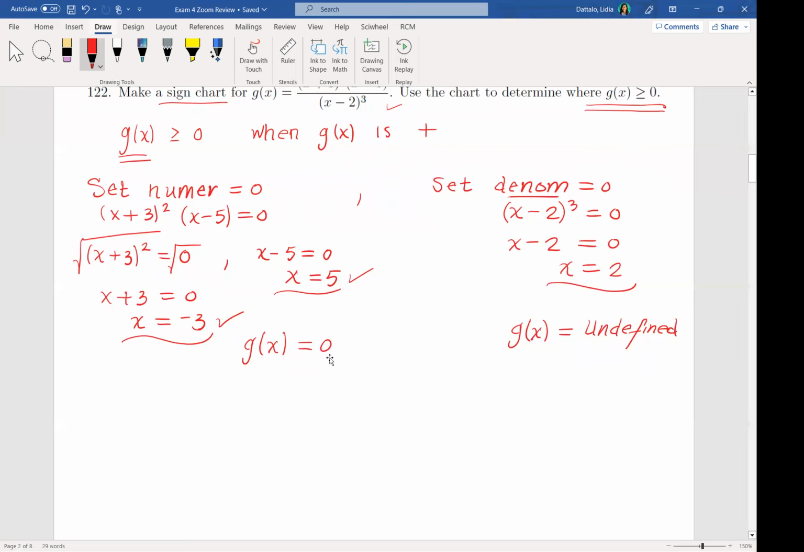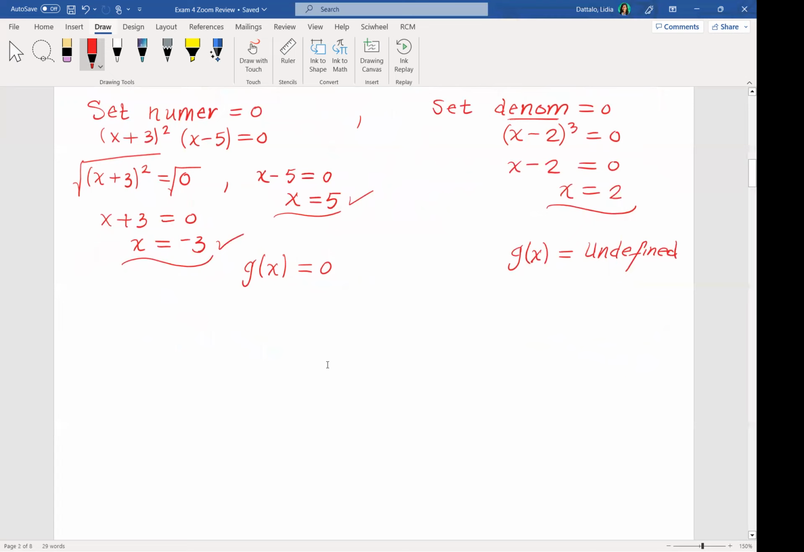Okay, so let me go here and let me keep those numbers there. I'm going to do this, and here's my chart. Start out with negative 3. Here's negative 3. There's 0, and then there's x equals 2 and x equals 5. Now let's identify this. We said that when x is negative 3, g of x is 0. So negative 3, oh.